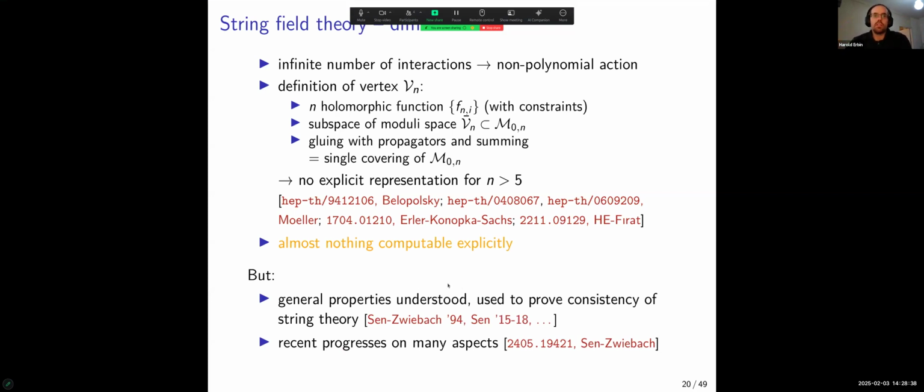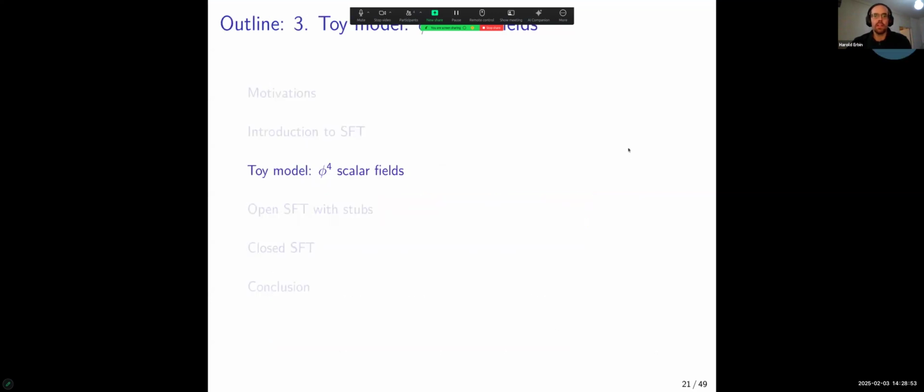As I said, we can still understand general properties and prove consistency of string theory in this way. Recently there has been a lot of progress on various aspects of string theory, and I recommend this review by Sonoda and Zwiebach about it. Okay. Before going to the first toy model of phi 4, are there any questions?